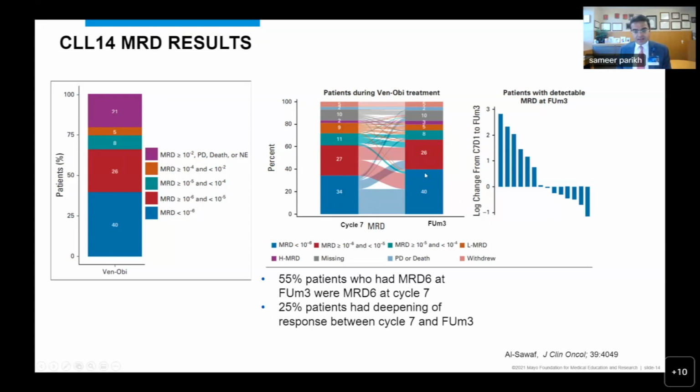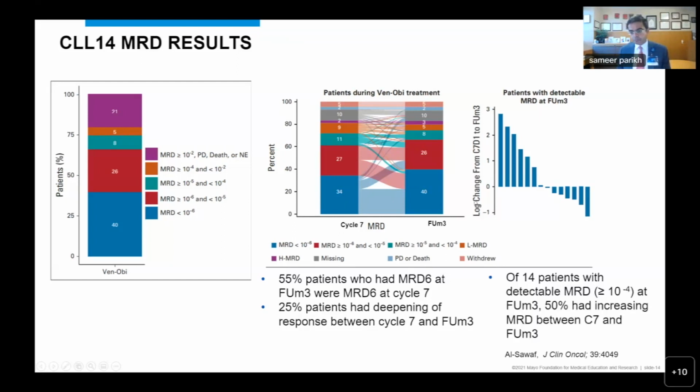And as you track these patients, you will notice that about 55% of patients who had MRD6 at follow-up month 3 were already at MRD6 level at cycle 7, which meant that about half of these patients did not need any further therapy because they were already at the best response by the end of cycle 7. In contrast, about a quarter of the patients actually had an improvement in their response between cycle 7 and follow-up month 3, suggesting that serial MRD measurement may be more beneficial than a one-time look at what the MRD looks like.